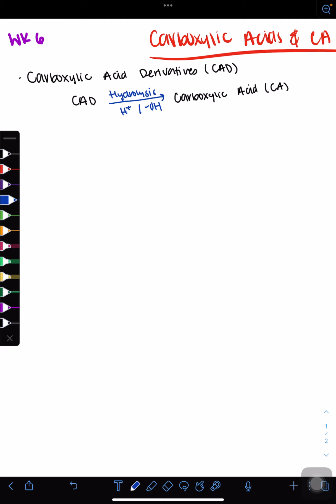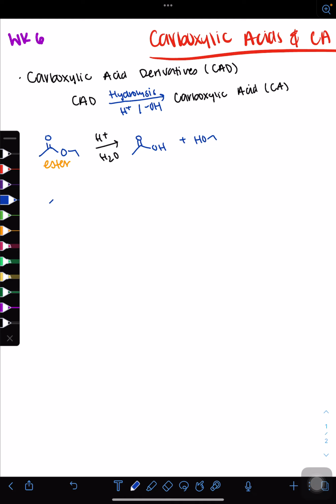So if you started, let's say, with an ester, and you reacted, hydrolysis with H plus, and then you have H2O, then you'll get your carboxylic acid with an OH ethyl there.